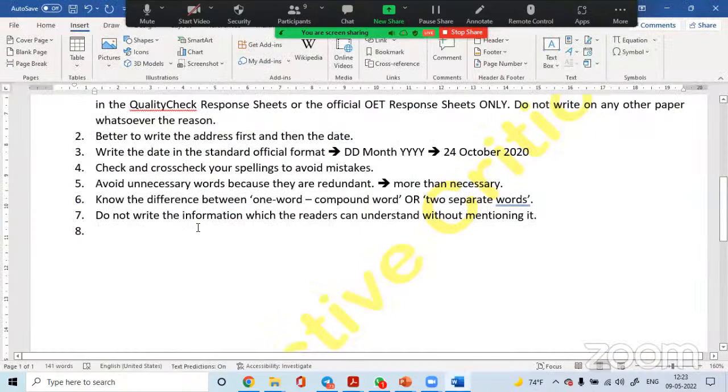So that is called redundant information: useless information, unnecessary information. So right, next.